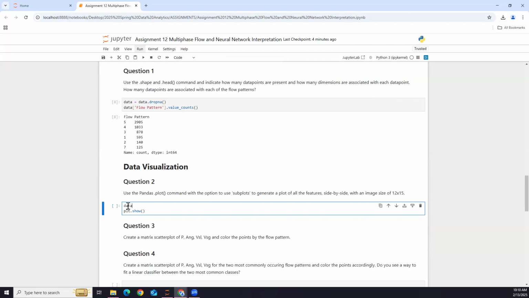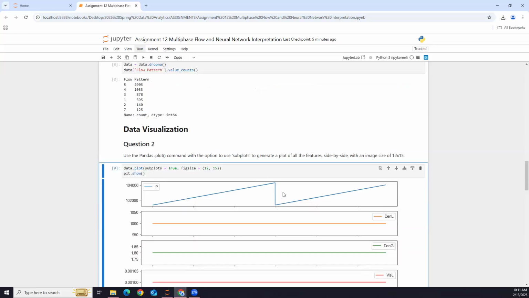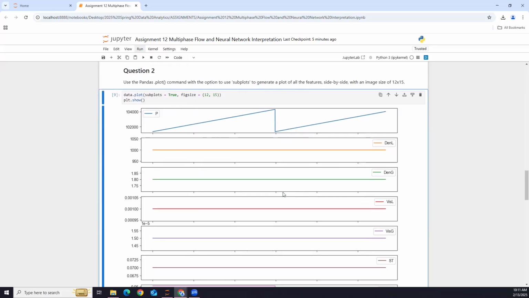So I'm just going to use the pandas plot command. I'm going to be using subplots for each one of the column names. And I'm going to be creating a figure of size 12 inches by 15 inches, and I'm going to show this. So now we have each one of the inputs.